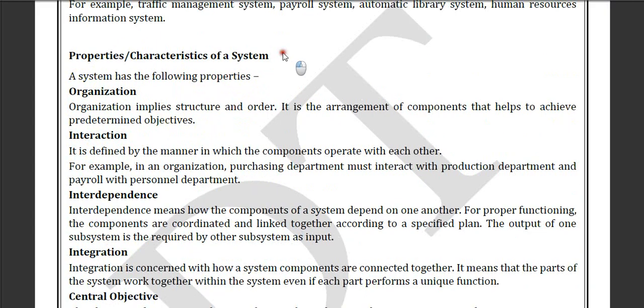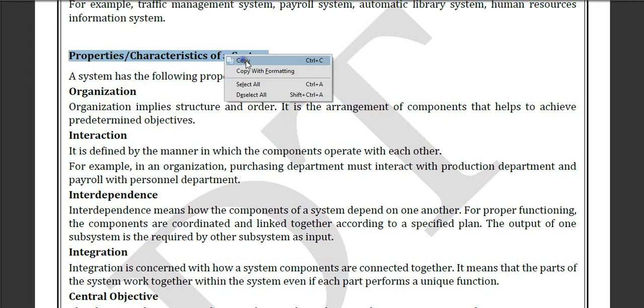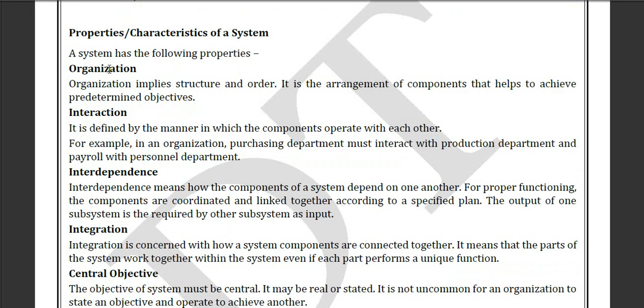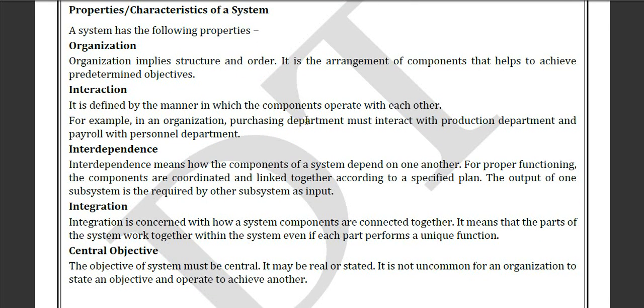Now, properties and characteristics of a system. This part is very important from the question point of view. So, the properties and characteristics of a system are: first, it needs to be organized. That means all the components you have. Let us suppose you need to do a work with wood. You have the wood, you have the hammer, the pins, but first of all you need to organize them in a proper arrangement. This is the organization section.